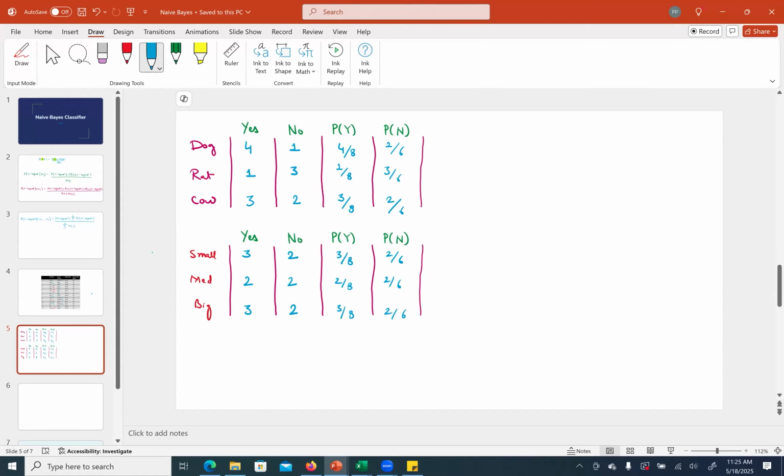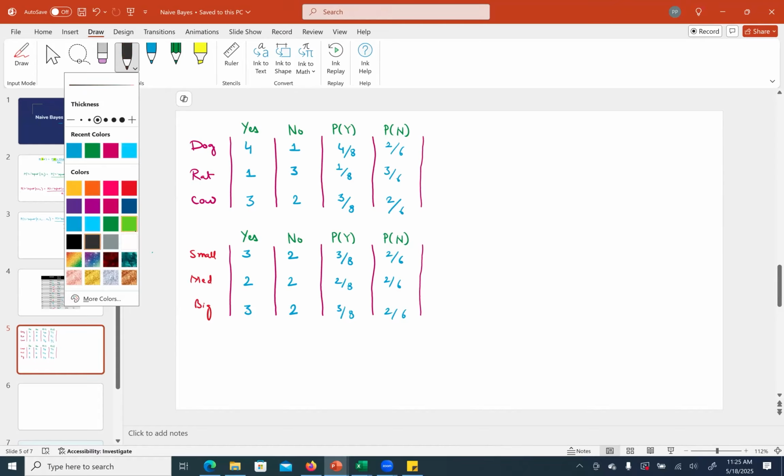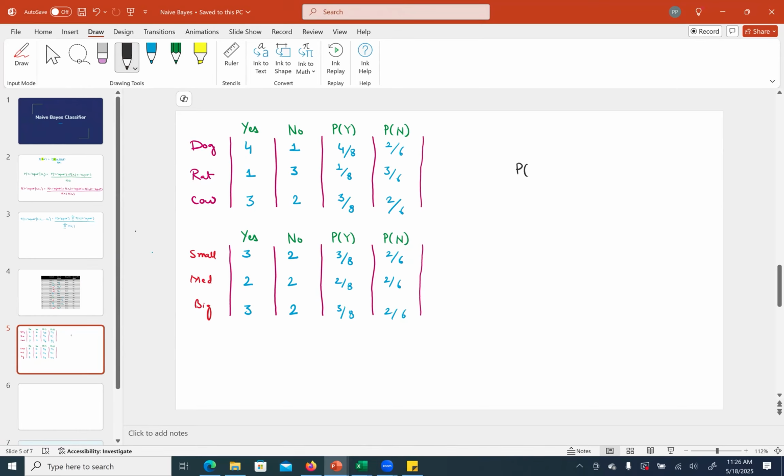Okay. So at overall level, probability of yes is 8 by 14 because there are 8 yes out of the 14 total data points that we have. Similarly, probability of no is 6 by 14.